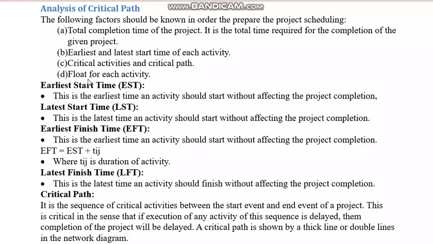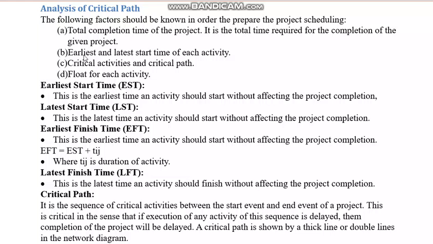Then float for each activity you should know. Now what is the earliest start time, latest start time, earliest finish time, latest finish time, what is the critical path, what is float? These all are terms which we should know the definitions of. So now let us see the definitions of those things.